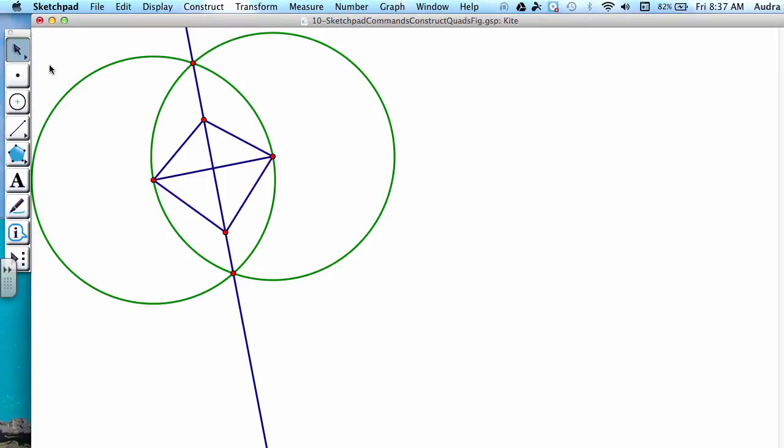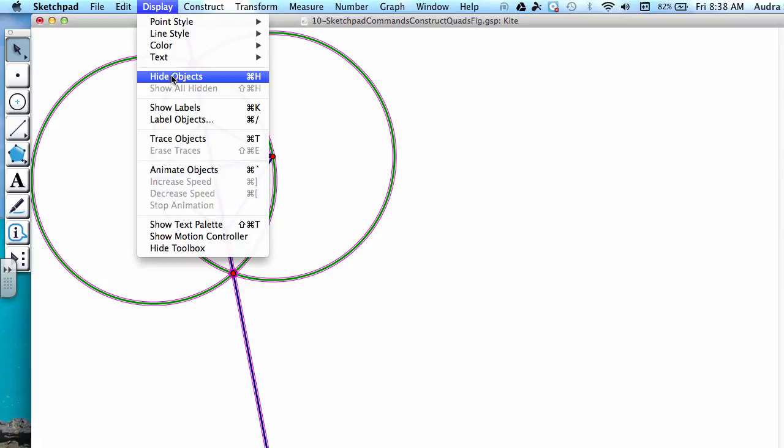Last, let's hide the additional circles, segments, lines, and points that we no longer need. So I have my circles, this extra point, the line, this one, and this extra point. And then go to Display, Hide Objects, which is Control-H on a PC or Command-H on a Mac.